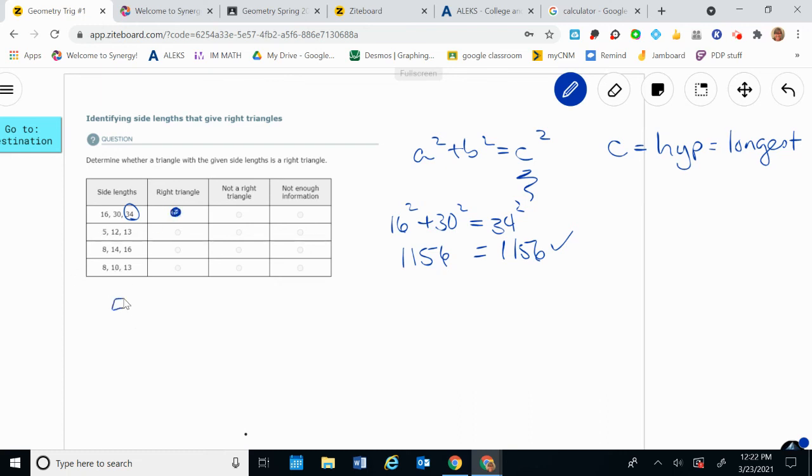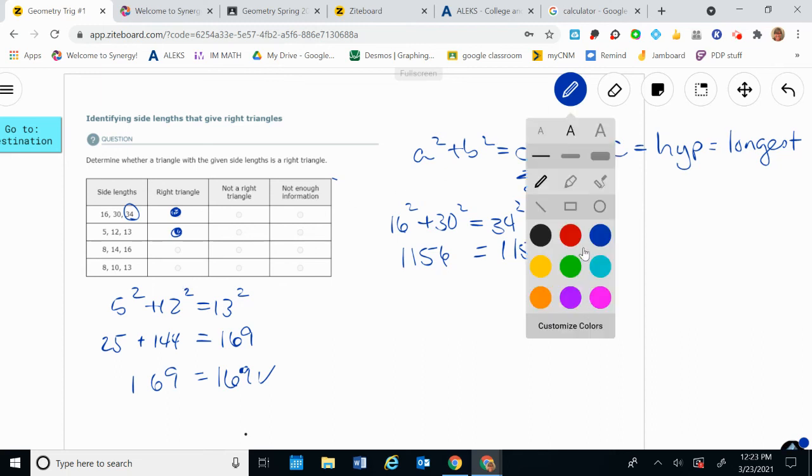5, 12, 13. 5 squared plus 12 squared, is that equal to 13 squared? I'm going to not use a calculator because this one's small enough for me to do. Okay. I know these by heart. So 5 squared is 25, 12 squared is 144, 13 squared is 169. Are they equal? 25 plus 144 is 169. 169 equals 169. Indeed, that is a right triangle.